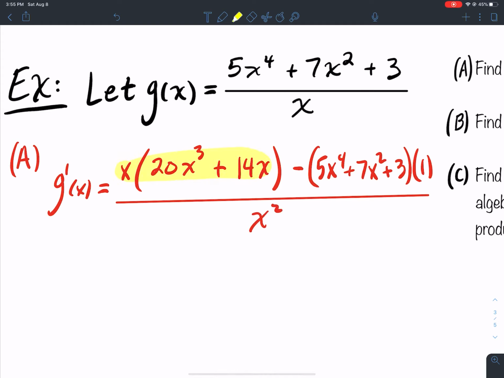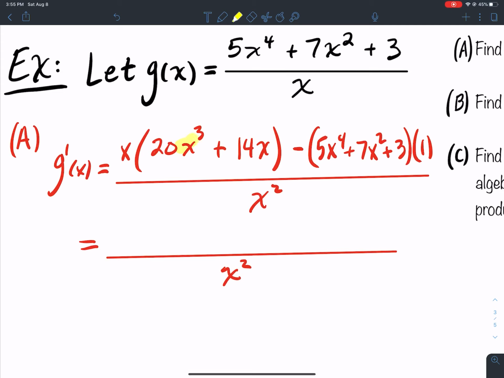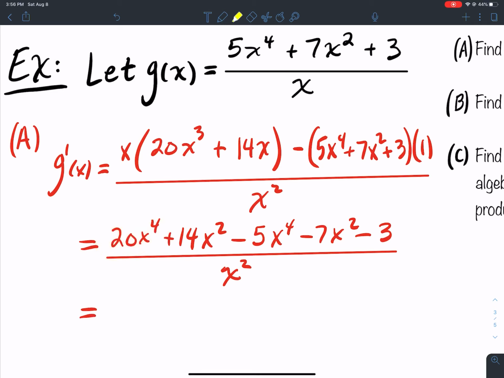Now I need to simplify the numerator. I'm going to distribute the x through. So x times 20x cubed is 20x to the 4th, and then x times 14x is 14x squared. Now I have a negative 1 multiplied through, so that's going to make all those terms in there negative. So minus 5x to the 4th, so minus 7x squared, minus 3. So now I'm going to collect like terms. I have a 20 and a negative 5 makes positive 15, x to the 4th. Then I have a 14 and a negative 7 makes positive 7, x squared, and then minus 3, that constant by itself there.